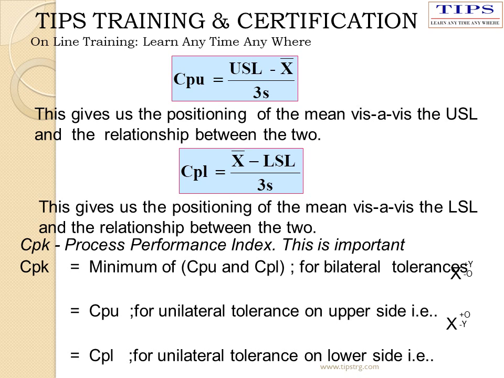If CPU is less than 1, what does it mean? Our readings or values are going towards the upper size, whereas if CPL is less than 1, it represents that our values are going towards or below the lower specifications. We have to take the actions.